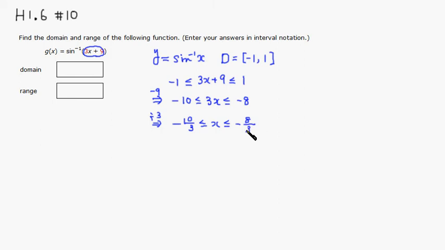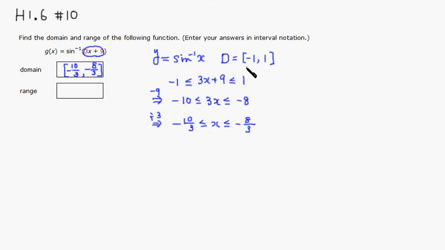So therefore, the domain has to be from -10 over 3 to -8 over 3 with the square brackets, because we are including -10 over 3 and -8 over 3.